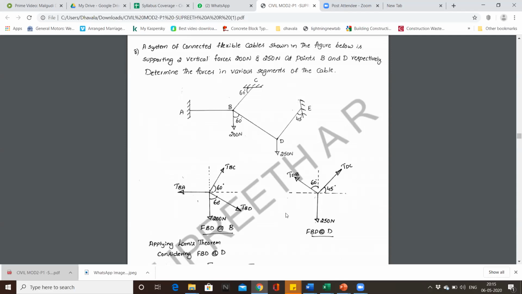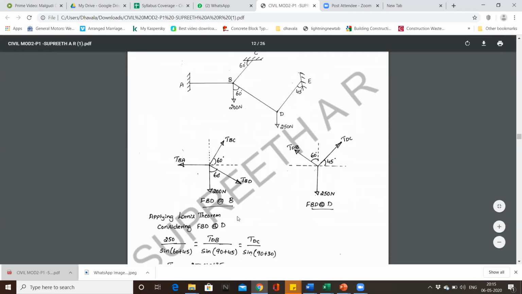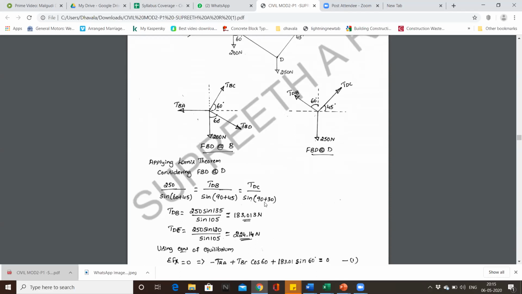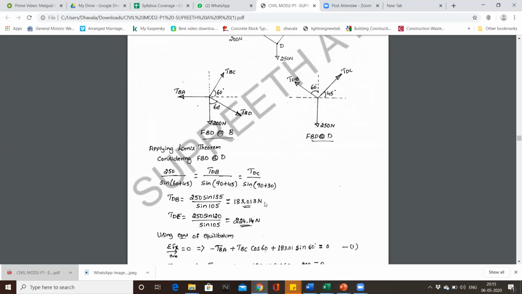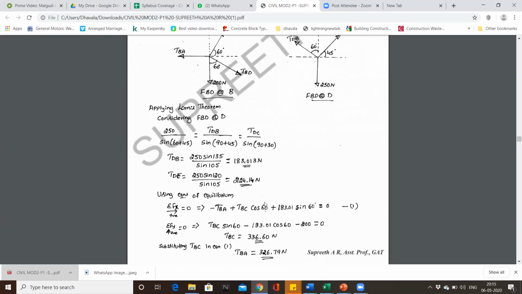We are supposed to solve with the point which has the minimum number of unknowns. At point B, we have TBC, BA and BD. This is 3 unknowns. And at D, we have 2 unknowns. It is easy for us to solve D and then come back to point B. Since there are only 3 forces, we can directly apply Lami's theorem to point D and find out the value of TBD and DC. After finding TBD and DC, the next thing is to consider point B and find out TBA and BC.